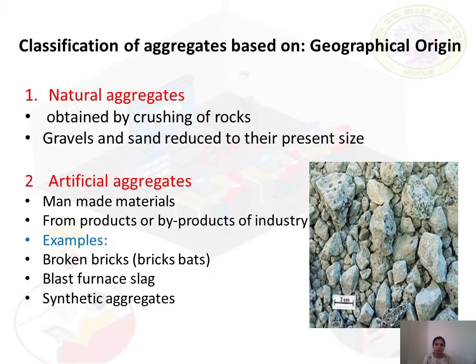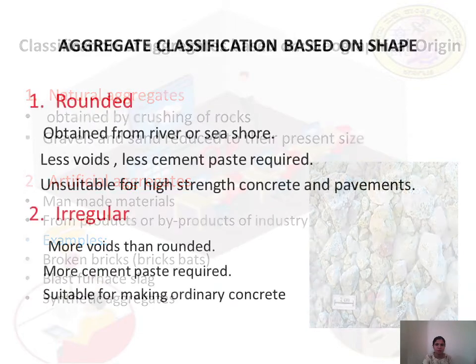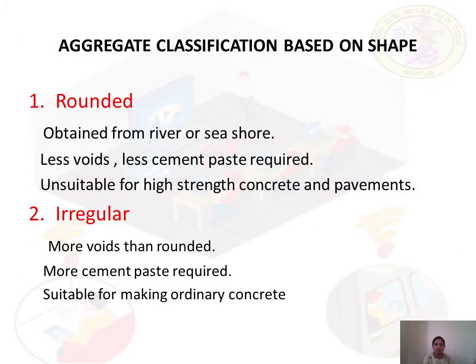The next is synthetic aggregates. Synthetic aggregates are formed in thermal processes in industries. Usually lightweight aggregates are formed with the help of these synthetic aggregates. This is the classification of aggregates based on its geological origin, that is natural aggregates and artificial aggregates. Let's move on to the next classification, that is aggregate classification based on shape.